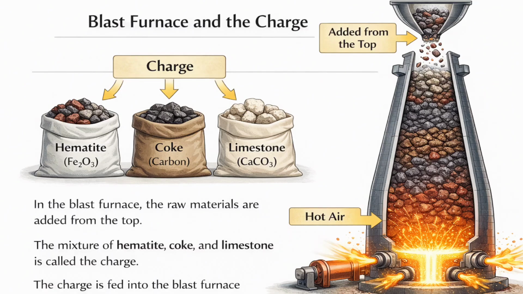In the extraction of iron, the process takes place in a blast furnace. The raw materials, hematite, coke, and limestone are mixed together. This mixture is called the charge. The charge is fed into the top of the blast furnace while hot air is blown into the furnace from the bottom.